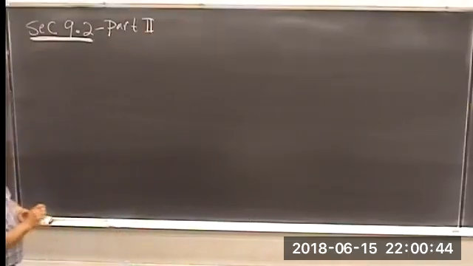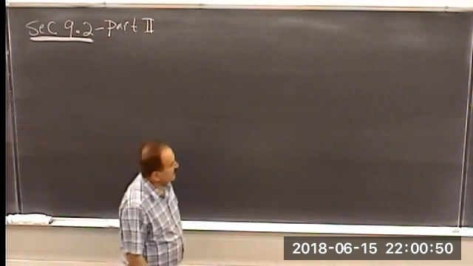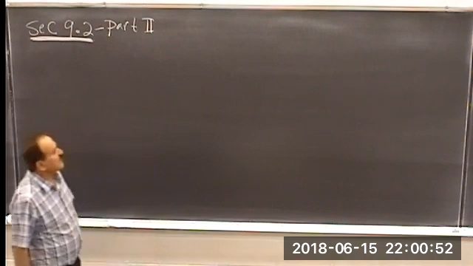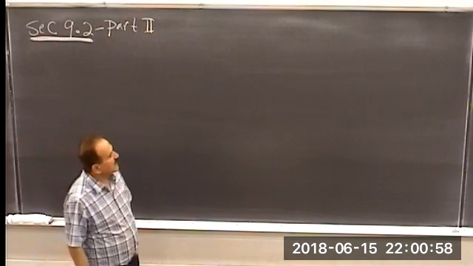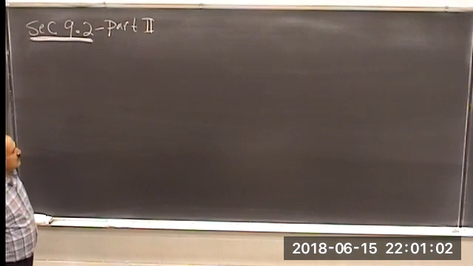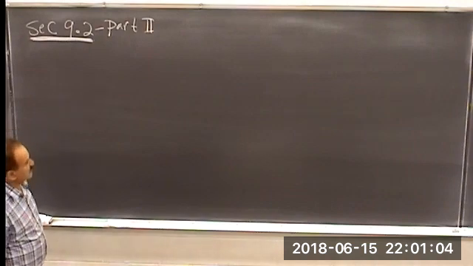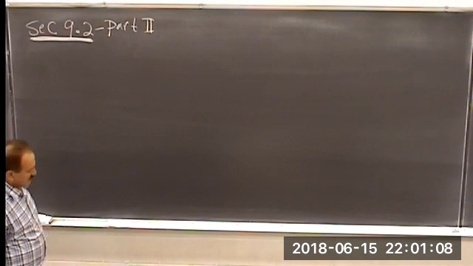Okay, so this is a continuation of section 9.2. This is part 2. And in this lecture, we're going to look at another way, a simpler way, of determining whether an integer A is a quadratic residue or a quadratic non-residue of an odd prime P, where A is relatively prime to P.